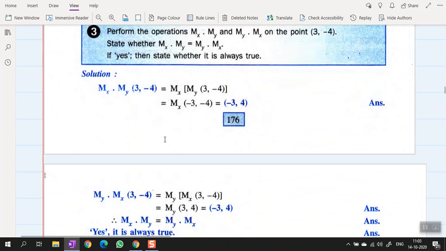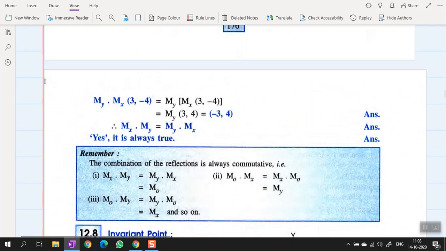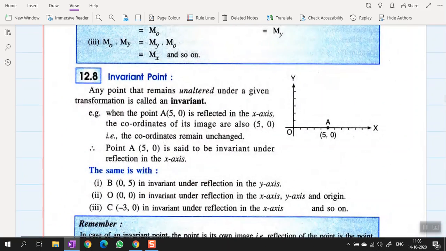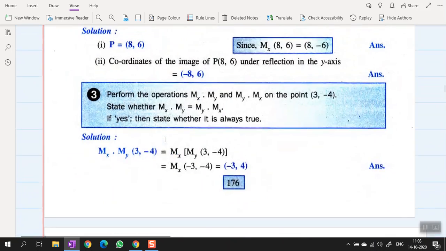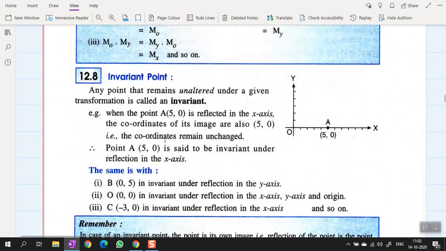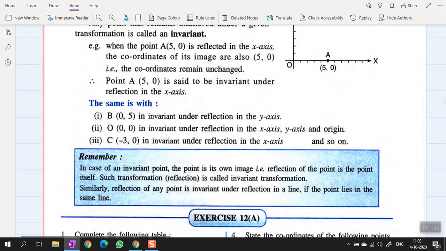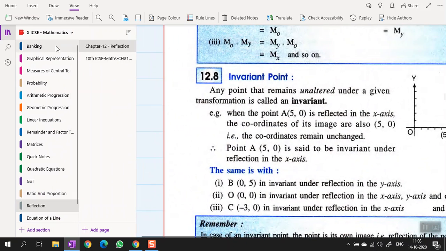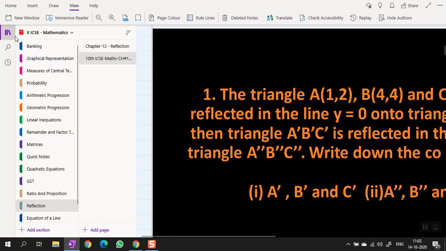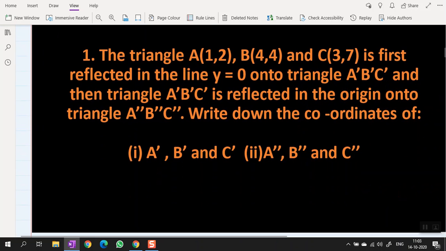So we have 1, 2, 3. The third question has some information, then invariant points. Just 3 questions in the first part. Of course there are more questions.